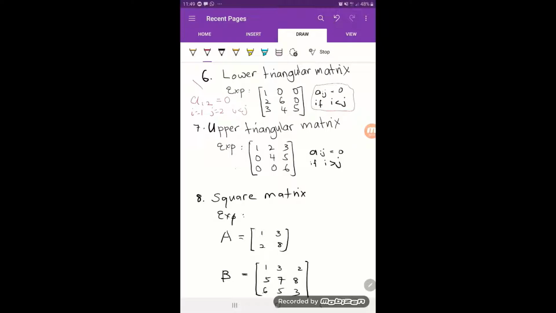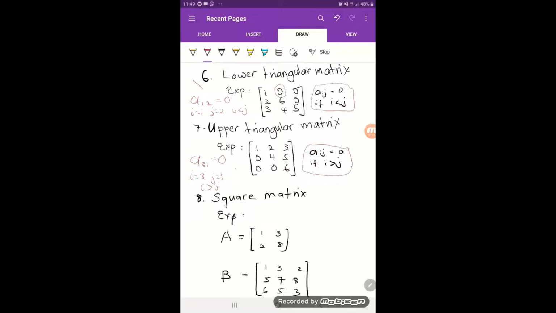And then the next is the upper triangular matrix. An upper triangular matrix is a square matrix where Aij is equal to 0 if i is greater than j. For example, A31, where i is equal to 3, j is equal to 1. And then i is greater than j. So, A31 is equal to 0.